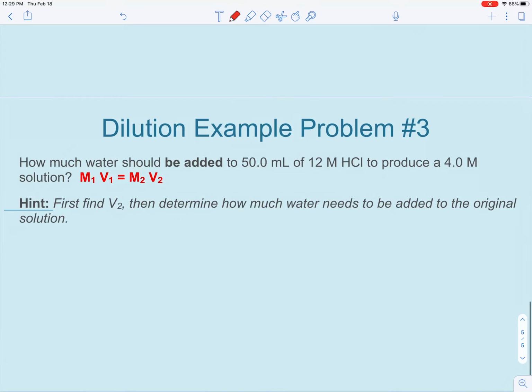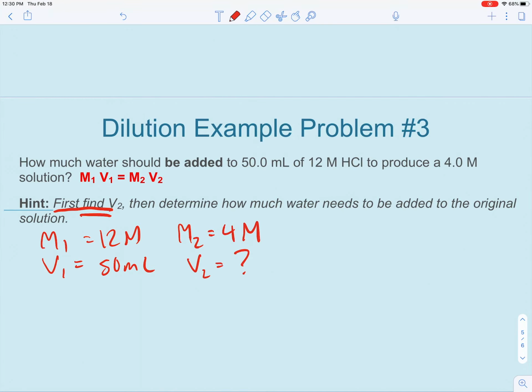All right, the last problem here is a little more complicated. How much water should be added to 50 milliliters of 12 molar hydrochloric acid to produce a 4 molar solution? So the hint here helps us out. First we have to find V2, and then we're going to figure out how much water should be added to our original solution. We're given M1 and V1, 12 molar, 50 milliliters. M2 is going to be 4 molar. We don't know our second volume. So let's do this first.